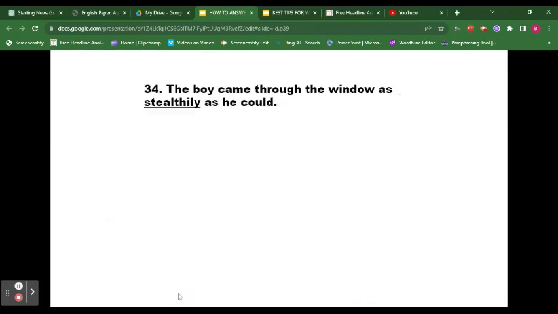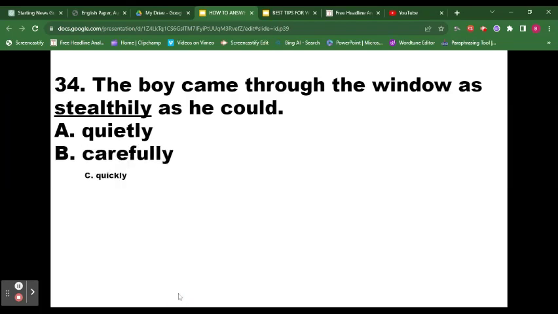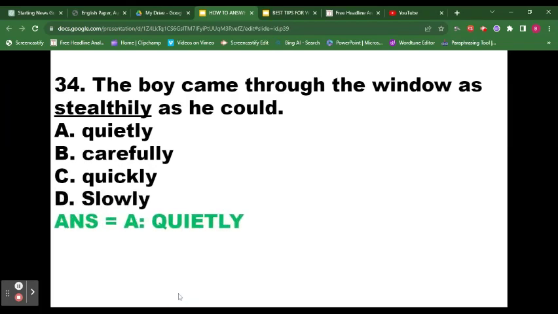Now, question 34. The boy came through the window as stealthily as he could. When you do something stealthily, you do it as quietly as possible so that you won't be noticed. A, quietly. B, carefully. C, quickly. D, slowly. The correct option is A, quietly.